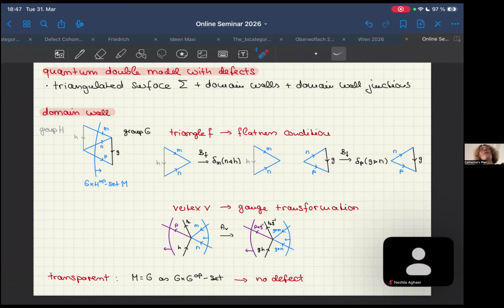So we can define this completely analogously, and then we can also ask that, for example, a domain wall becomes invisible. So if we label a domain wall with the group G as a G times G offset, which means here we have group G, here we also have group G, and here we also have group G, then this is the same as having no defects.